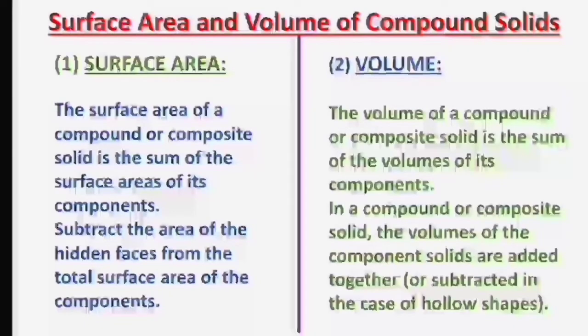Also from definition, the volume of a compound or composite solid is the sum of the volumes of its components. In a compound or composite solid, the volumes of the component solids are added together or subtracted in the case of hollow shapes.